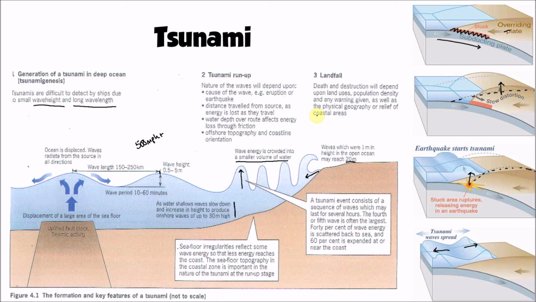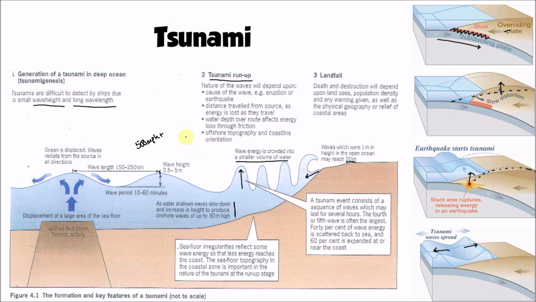The run-up of that tsunami, the approach of the tsunami towards the coast, is going to vary depending on a number of factors. So the size perhaps of the earthquake or volcanic eruption that's caused the wave in the first place, and how far it's had to travel. If the earthquake has happened quite close to the coastline, less of that energy is going to be lost on the way. By the time a tsunami has maybe crossed the entire Pacific Ocean, it's going to have lost some of that energy. So the closer to the epicenter you are, the more destructive that tsunami is going to be.